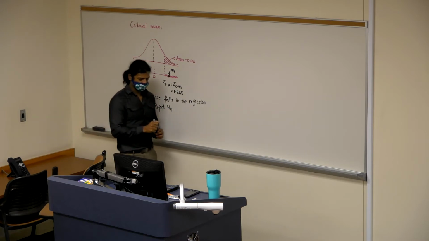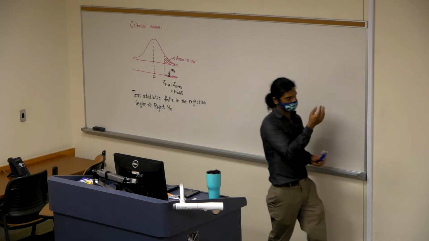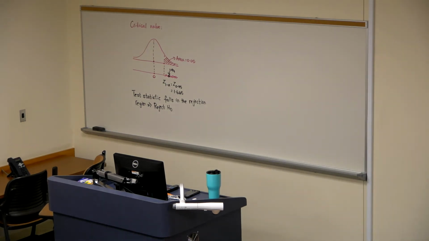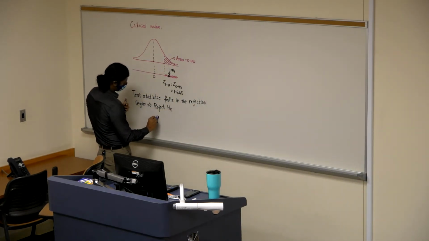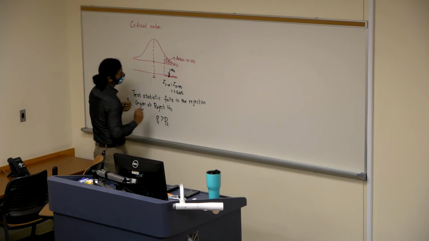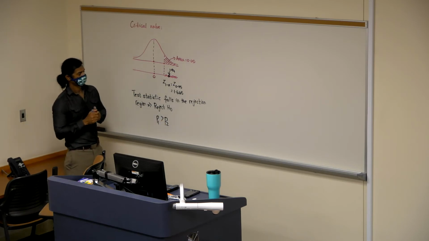If we rejected the null, what could we say about the conclusion? Is the proportion of students who like Disney growing up in Florida greater than the proportion of students who like Disney growing up in California? That's our claim, right? We've rejected the null, so we found support toward the alternative. So our conclusion is in fact P1 greater than P2. Good.